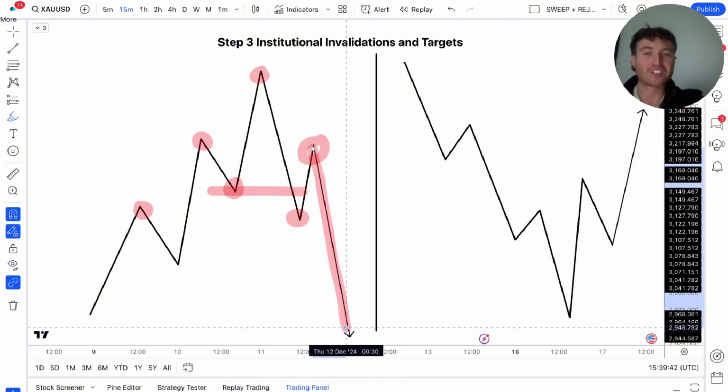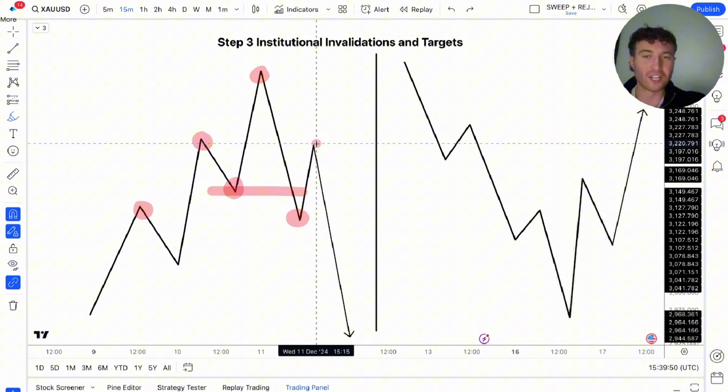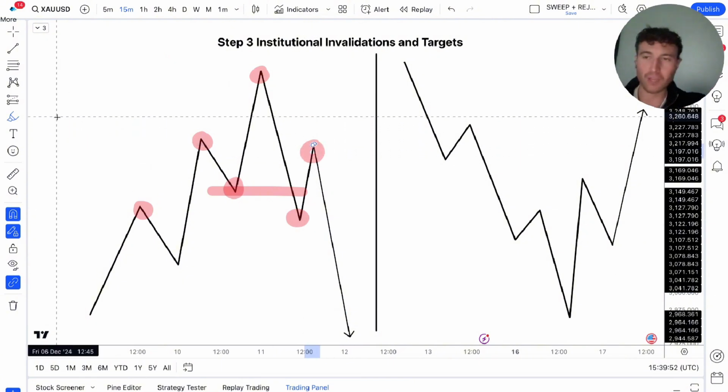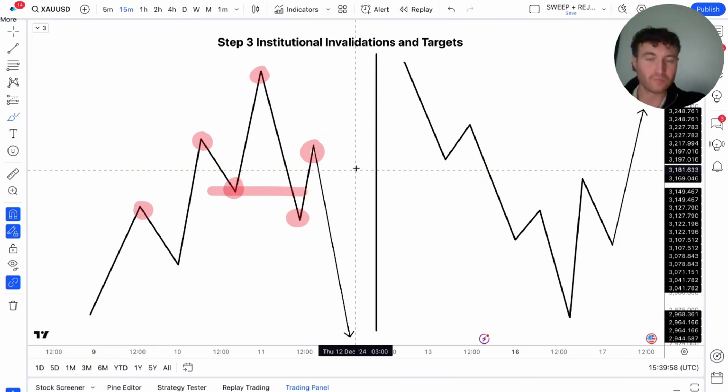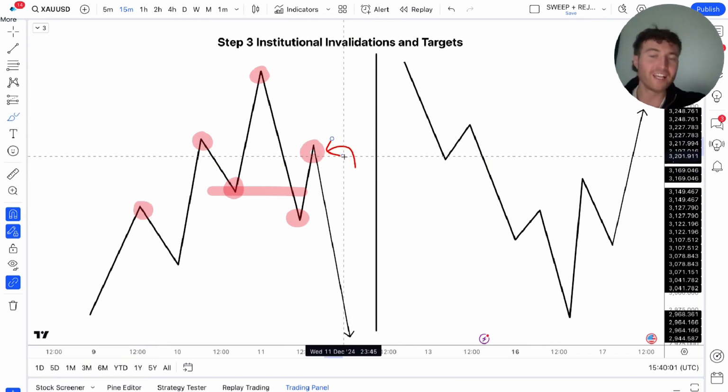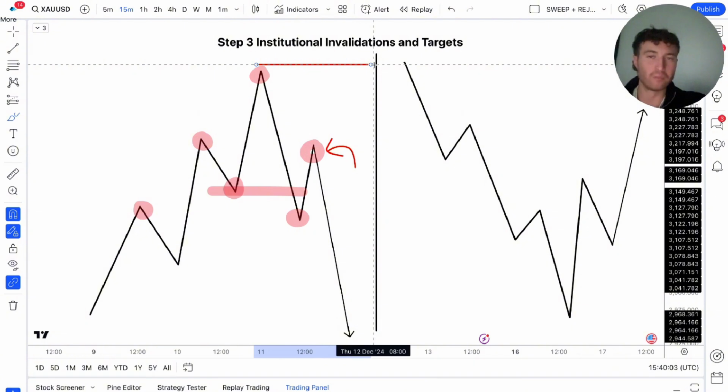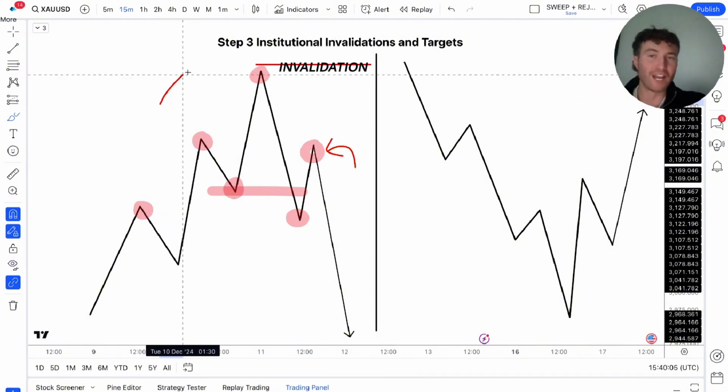So this is the sell model right here, the institutional sell model. But in terms of invalidations, this is what you need to know. So if we're shorting from this area right here, what you need to understand is our invalidation is going to go directly above the liquidity sweep. So we maybe want to give it a little bit of room to breathe right here.